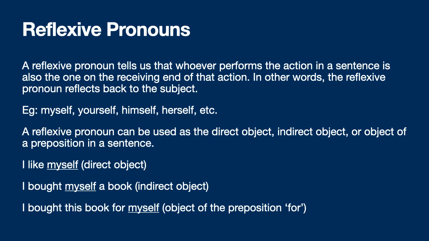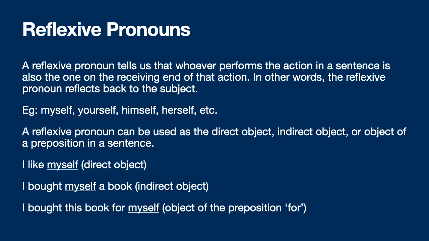And the third sentence, I bought this book for myself. It means the same thing, but it's just a slightly different structure. Here, myself is a reflexive pronoun, and that functions as the object of the preposition for. So, here you can see three different examples of how a reflexive pronoun can function in a sentence as a direct object, an indirect object, or the object of a preposition.